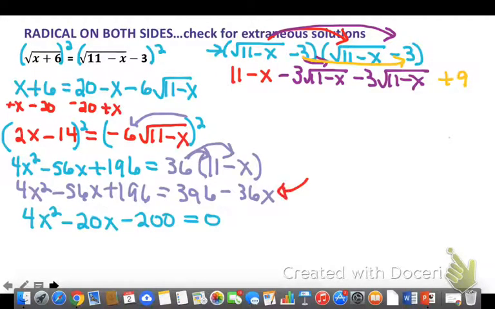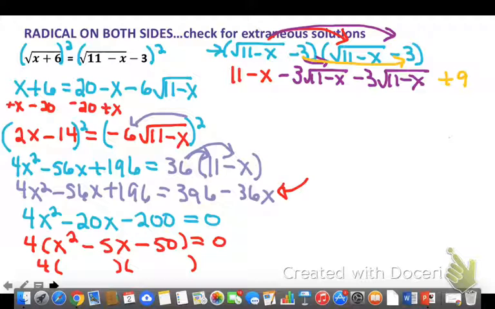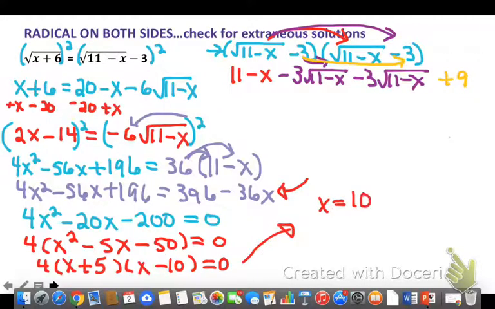At this stage, we're going to move all our terms to the left-hand side. We are going to factor, so we look at each term and we can see we can factor out a 4. So once we take out the 4, we're left with x squared minus 5x minus 50 equals 0. Now I can factor and get x plus 5, x minus 10 equals 0. I apply my zero product property, so I get x equals 10 and x equals negative 5.